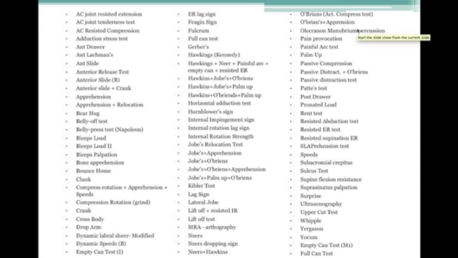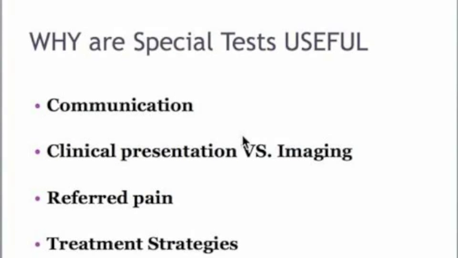There's a million tests out there. Here's a list of all the ones that I saw in the research for the shoulder, and we're going to decide which ones are the best based on sensitivity and specificity and how to put them together to make your decisions. So why do we even care about special tests? Why are they useful to us?